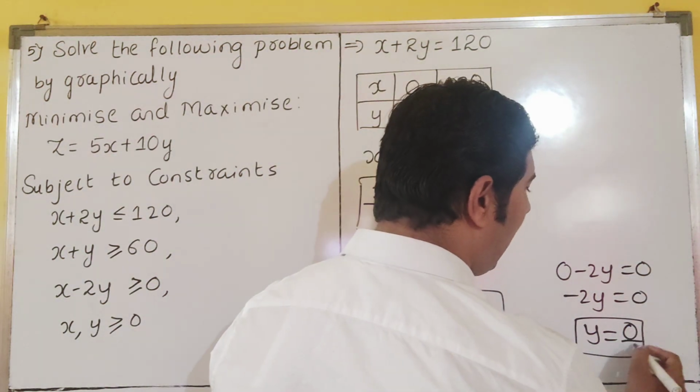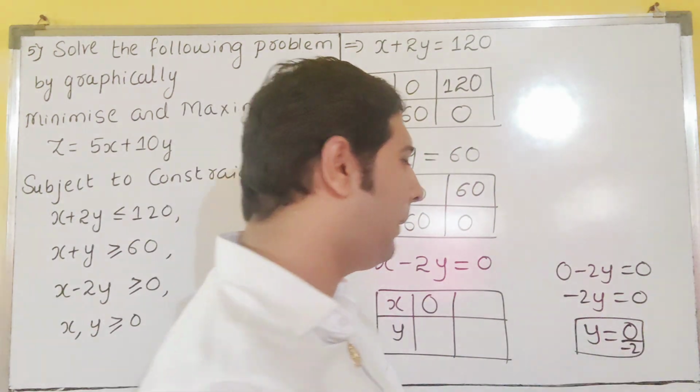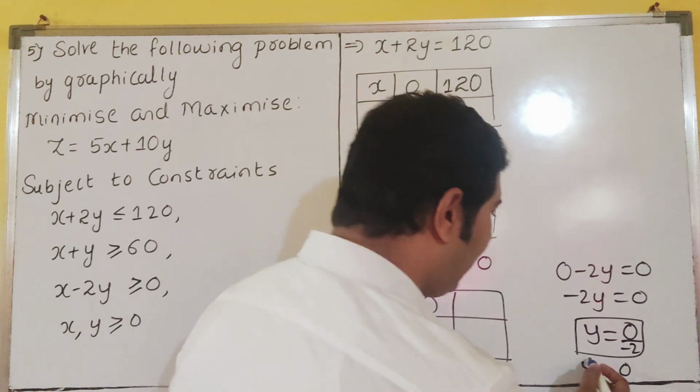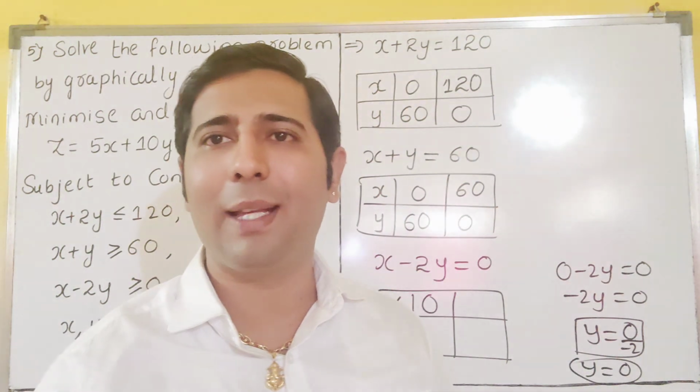So it will go down, dear students. Minus 2 will go down. So 0 by minus 2 is 0, dear students, I am saying. Y value is 0. Are you understanding my point what I am saying?